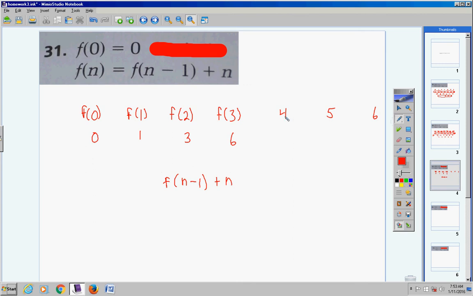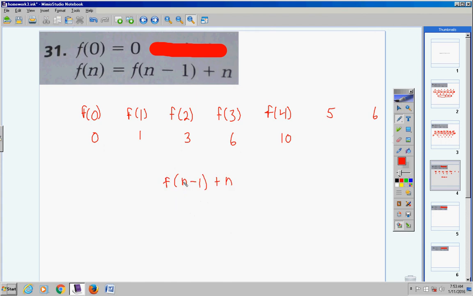Next is 4. We're going to substitute 4 in. 4 minus 1 is 3, so I have f of 3. F of 3 is 6. Plus n, n is 4. So I'm going to get 10 right here for f of 4. My input is 4. My output is 10.